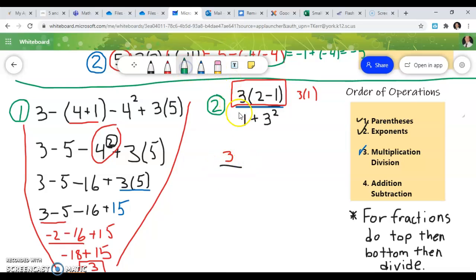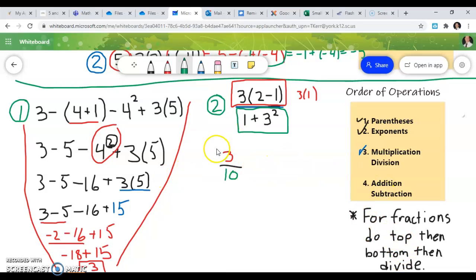And then now in green, I'm going to do everything that's in the bottom. So I did the top. Now I'm going to do the bottom. So now I do exponents first. So remember, 3 squared, that's 3 times 3, which is 9. Again, be careful, that's not 6. We're not saying this is 3 times 2. This is 3 to the second power, which is 3 times 3. So this is 9, and then 9 plus 1 is 10. And so now the answer is 3/10.